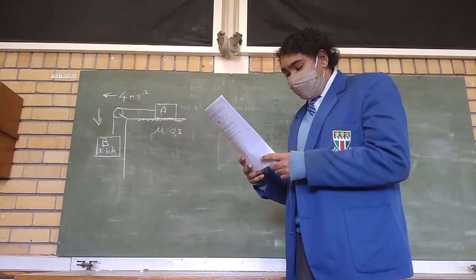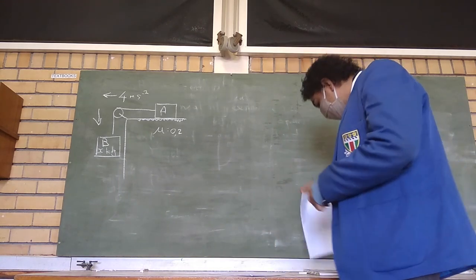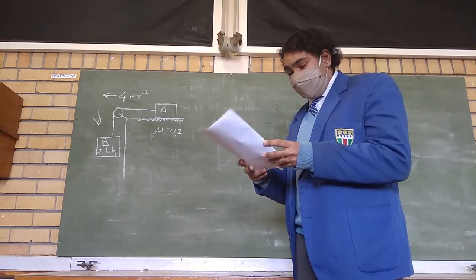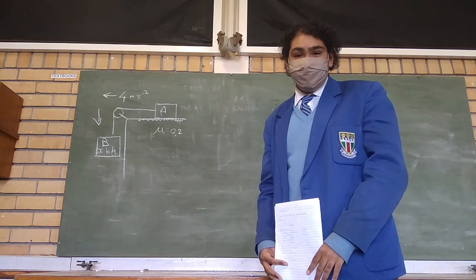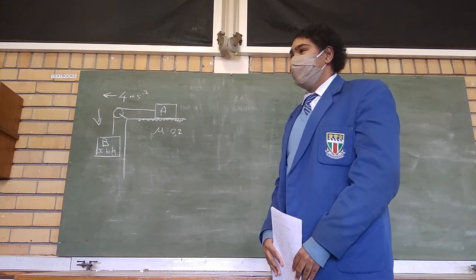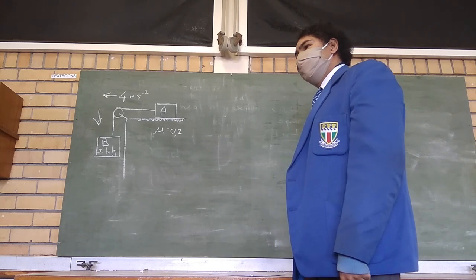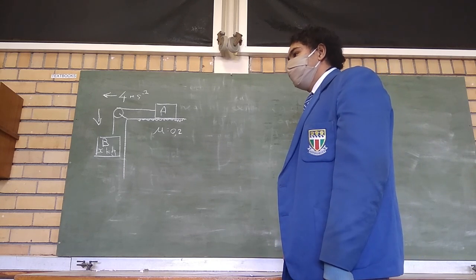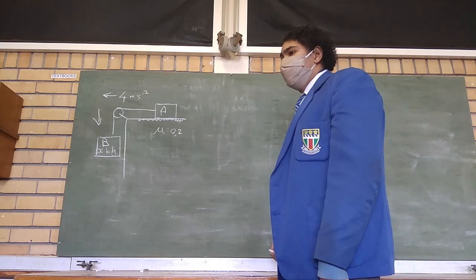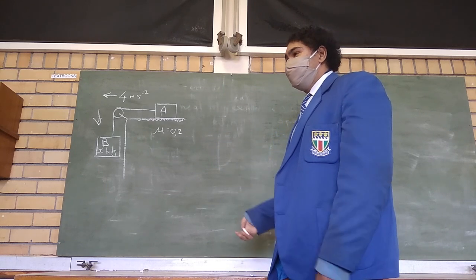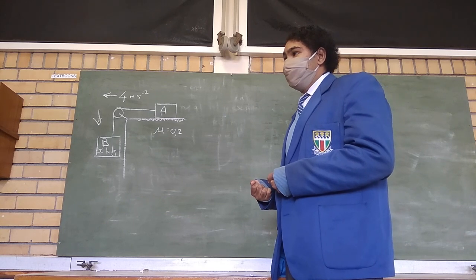2.1.1. State Newton's second law of motion in words. Newton's second law of motion: when a net force acts on an object, it produces an acceleration in the direction of the net force. That's right. And then just add on: the acceleration is directly proportional to the net force and inversely proportional to the mass. All of that.